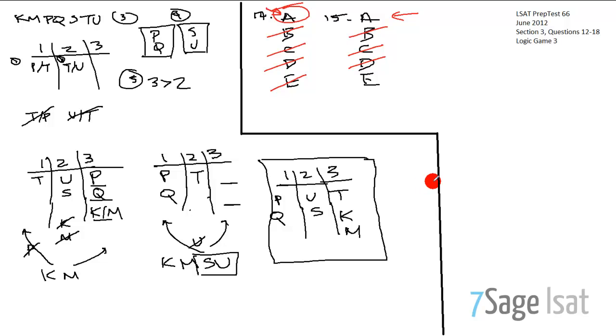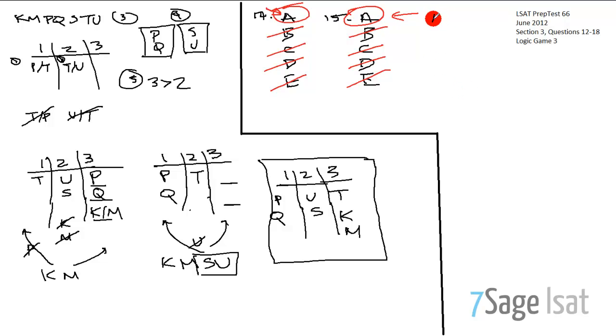And how about E? P, Q, S, and U. No, right? Because P and Q means that S and U are here. P and Q means S and U. They can be together in 1, but they can't be together in 3. PQ, SU. Answer choice E just can't ever be the case. So it turns out answer choice A is, in fact, the correct answer.